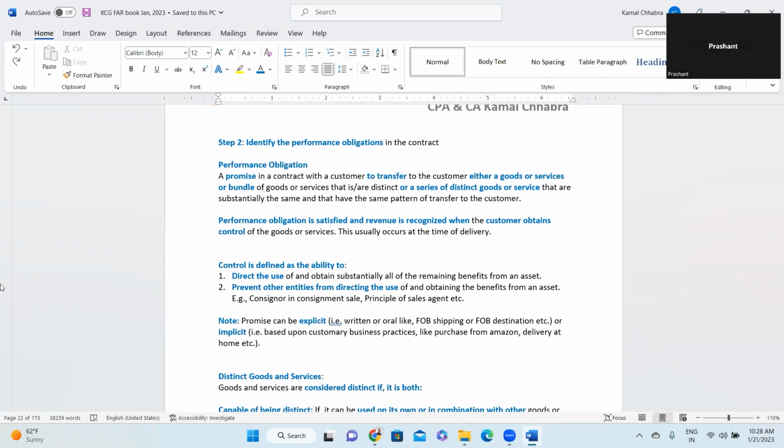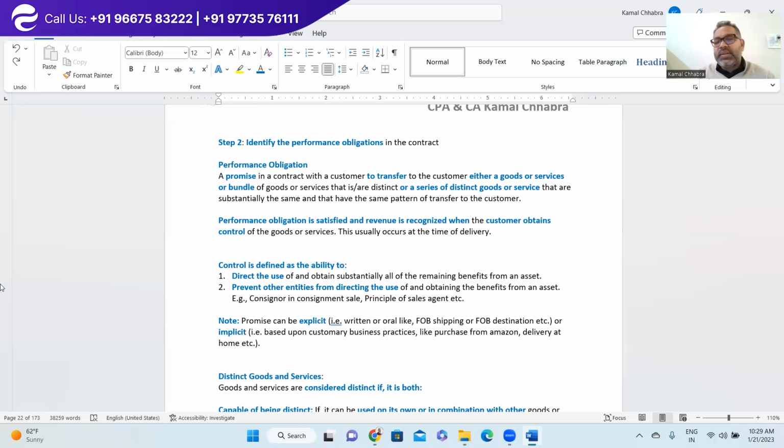And if you look at the definition here, a performance obligation is actually a promise in a contract with a customer to transfer to the customer either goods or services, or a bundle of goods or services that are distinct, or a series of distinct goods and services that are substantially the same and that have the same pattern of transfer to the customer. So here, I highlighted a few things. One is the promise.